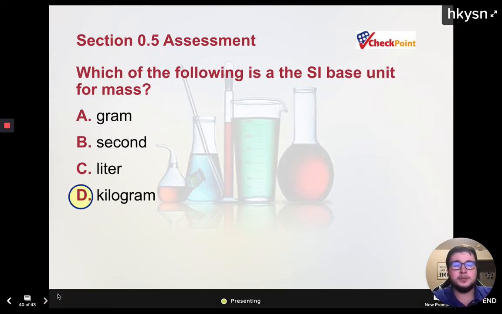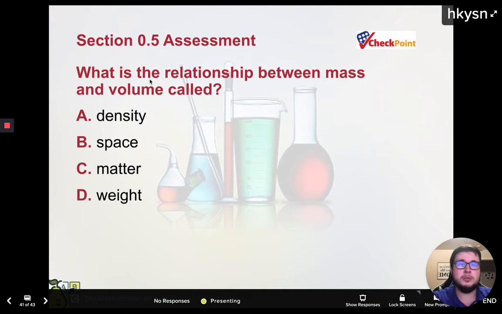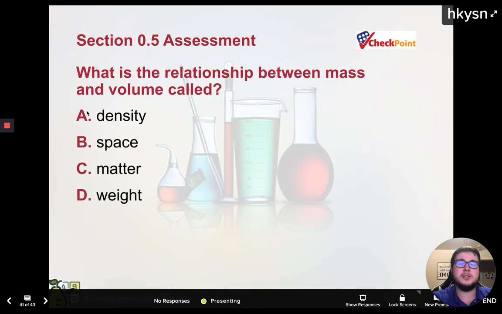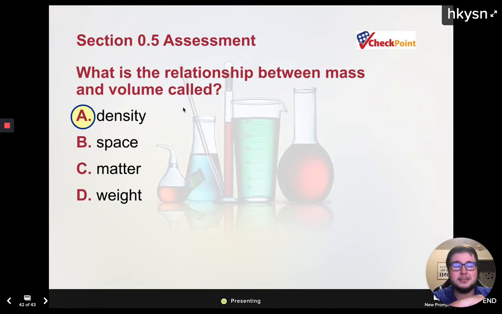Okay, so if you said kilogram, great job. That's a review from yesterday's lesson from part 1. Then the second question is, what is the relationship between mass and volume called? Remember, we talked about this yesterday as well. So something was equal to mass divided by volume. So go ahead and pause, answer that question. Unpause when you're finished. I'm moving on right now. And if you said A, density, then great job. Looks like you got it.